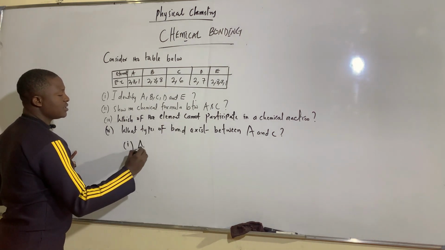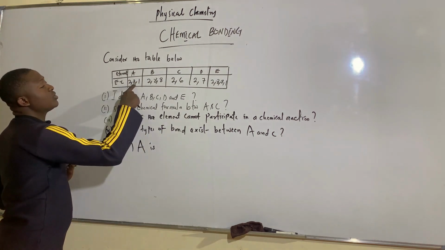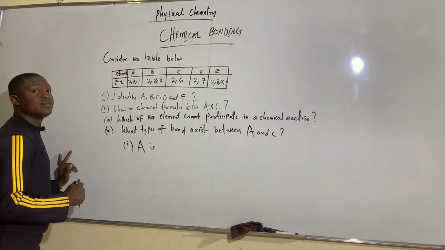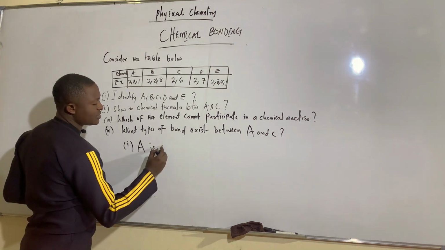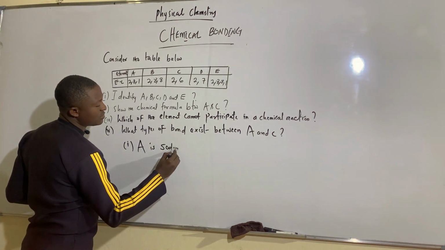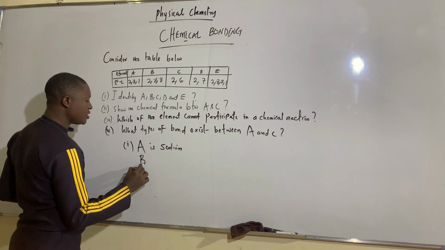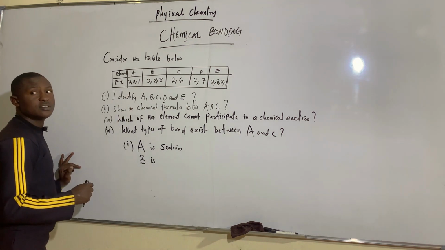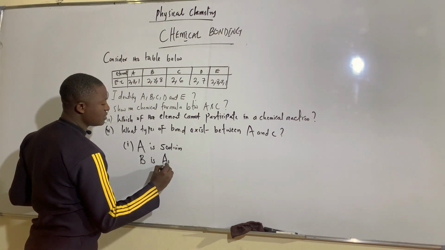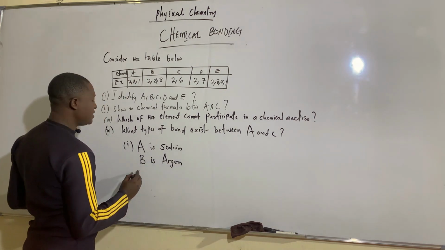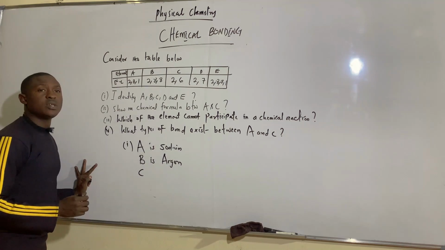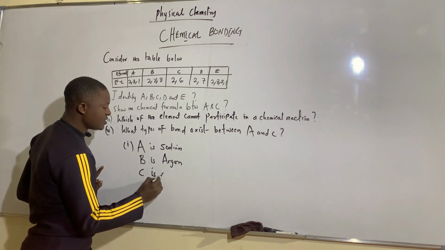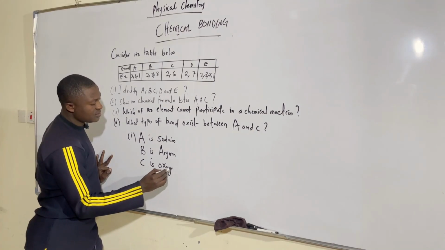A is 2 plus 8, that's 10, 10 plus 1, that's 11. Which element do we have in number 11? That is sodium, so A is sodium. What of B? Which element do we have in number 18? That's argon. Then C, 2 plus 6, that's 8. Which element is number 8? Oxygen, so C is oxygen.